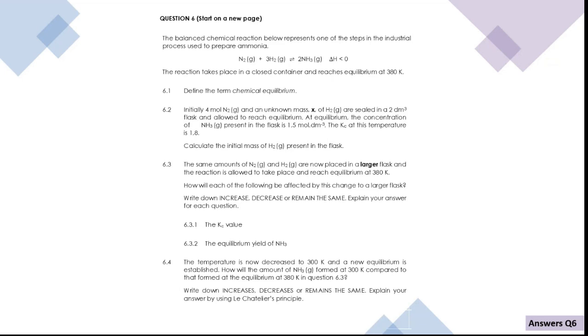This is a nice one. The answer is it will increase. Why? Because a decrease in temperature favors the exothermic reaction. Thus, the forward reaction will be favored. That's the explanation given there, based on Le Chatelier's principle. All right, so there we have it. A very, very nice question on chemical equilibrium. Right, now we are going to move on to question number 7.